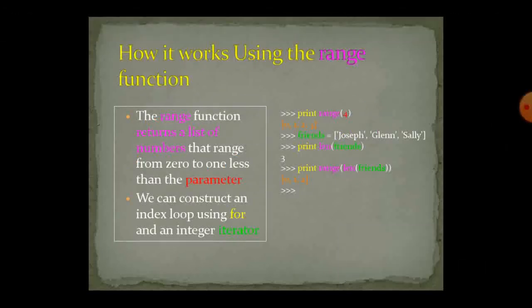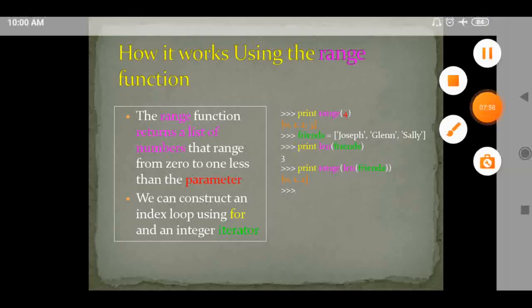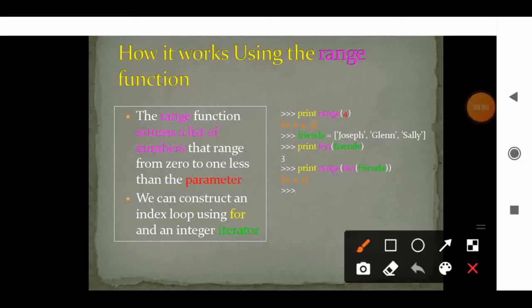How does it work with the range function? The range function returns a list of numbers that range from 0 to 1 less than the parameter. What is the parameter we have passed in the range function? It will display the values from 0 up to less than that parameter. Print range of 4. That means it will display the values 0, 1, 2, 3 because our parameter is 4, and 1 less than that is 4 minus 1, 3.